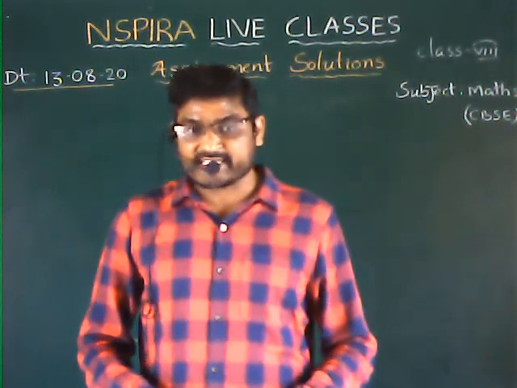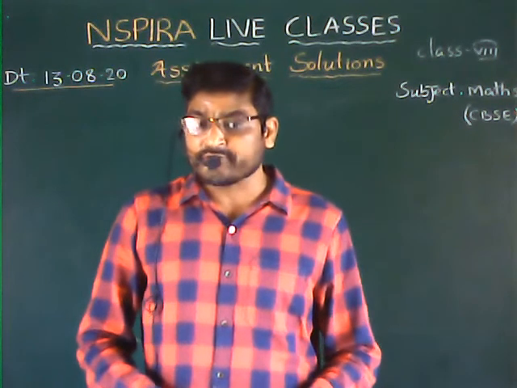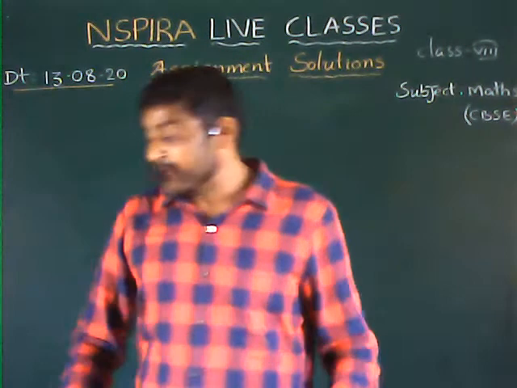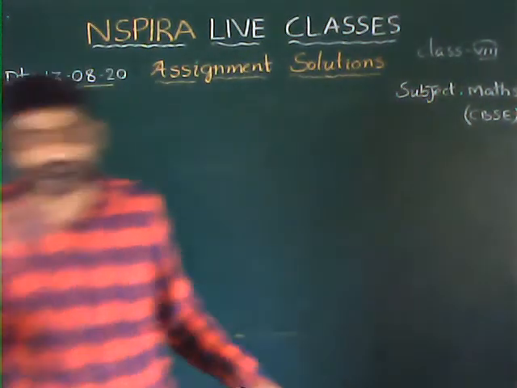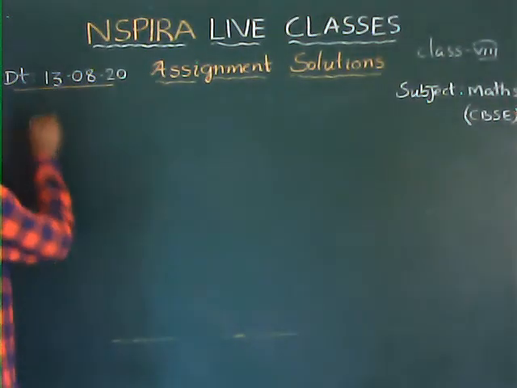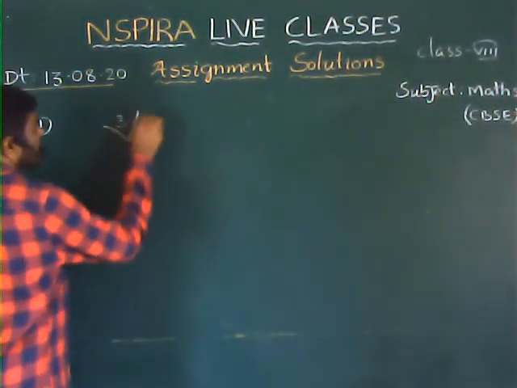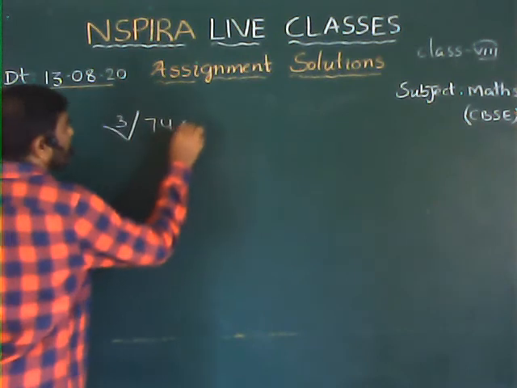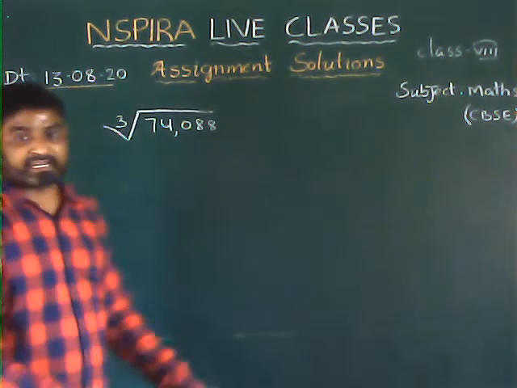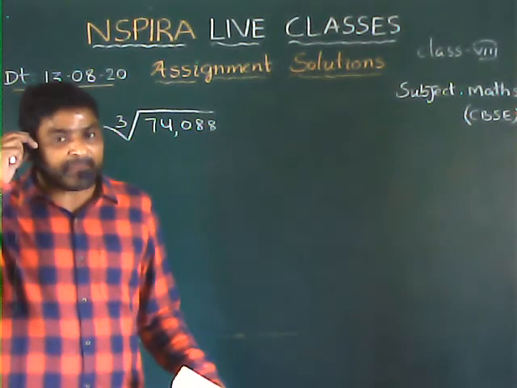Now the first question is, find the cube root of 74,088 by prime factorization method. So first let us do the prime factorization.